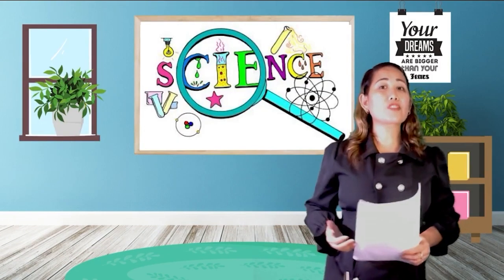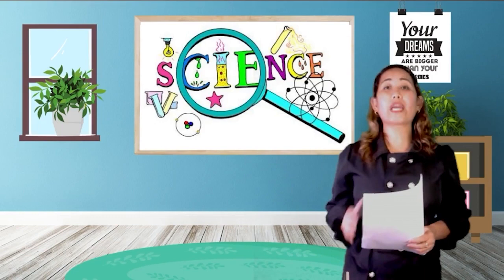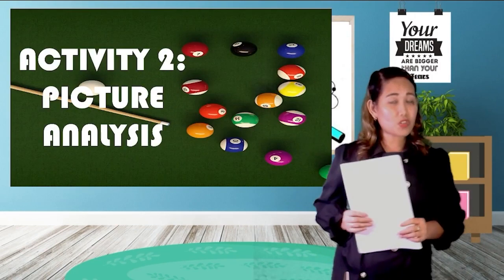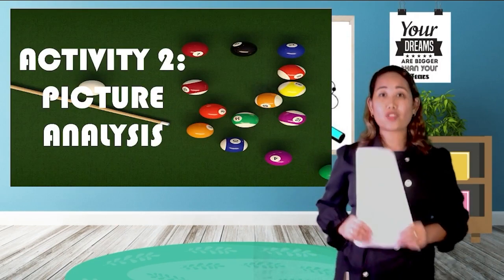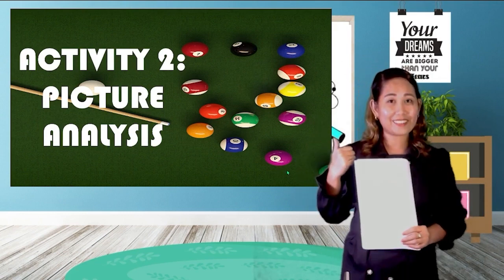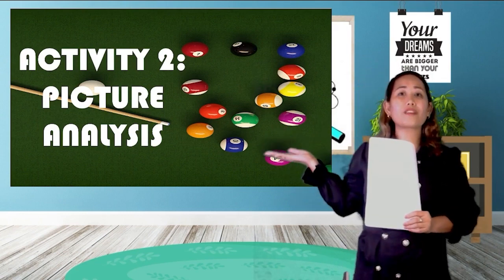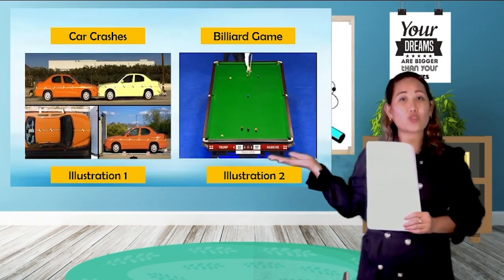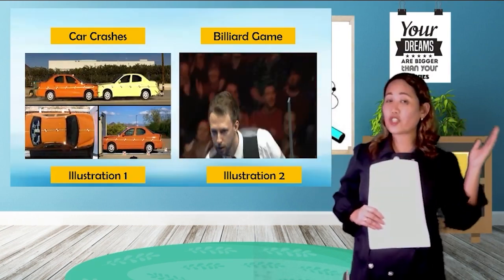All right, our activity number 2 is called picture analysis. Here on a series of pictures, you are going to answer and brainstorm with your pair. Is that clear? Here are the images. Okay, so you have illustration number 1, illustration number 2.